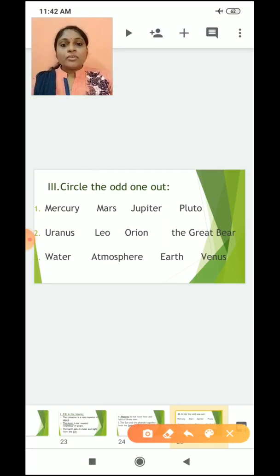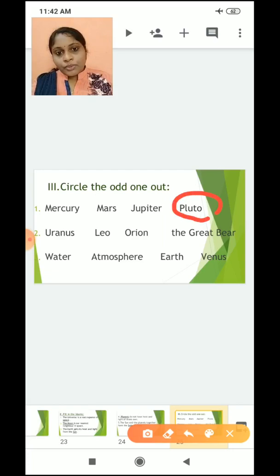So what will be the answer? What do we have to circle? The odd one. So which is odd? Mercury, Mars, Jupiter. These are planets. So we'll circle Pluto. Pluto is a dwarf planet, right? Okay. So do that. Next one is Uranus, Leo, Orion, the Great Bear. You can see Leo the lion, Orion and the Great Bear. These are constellations and Uranus is a planet. So we'll circle Uranus. Fine.